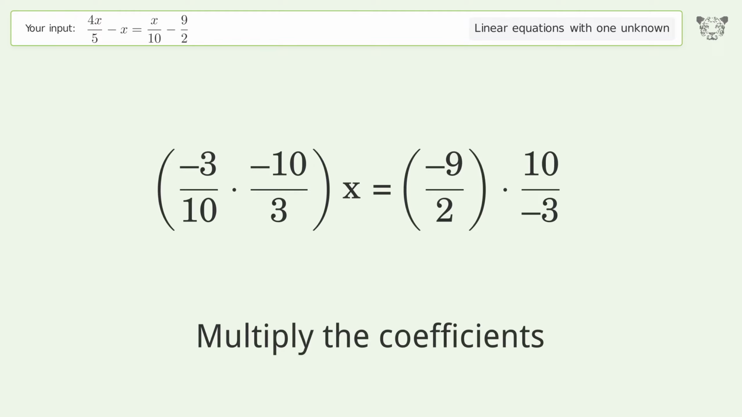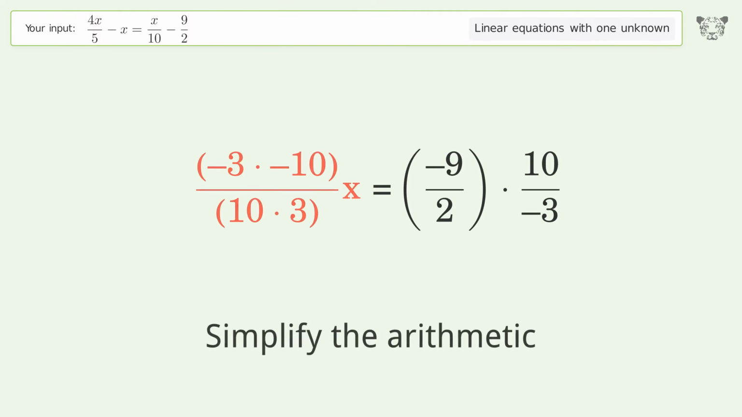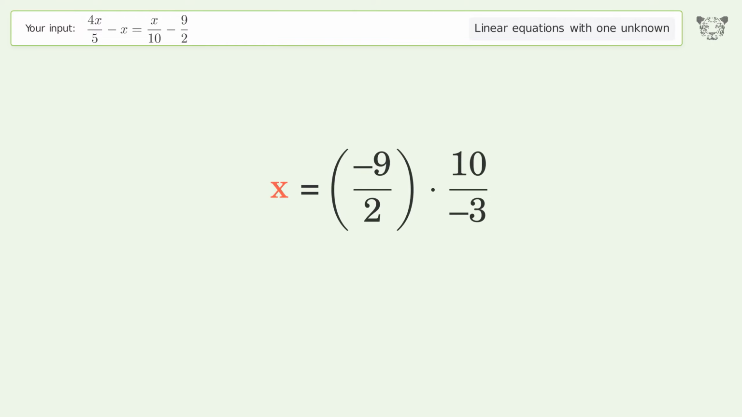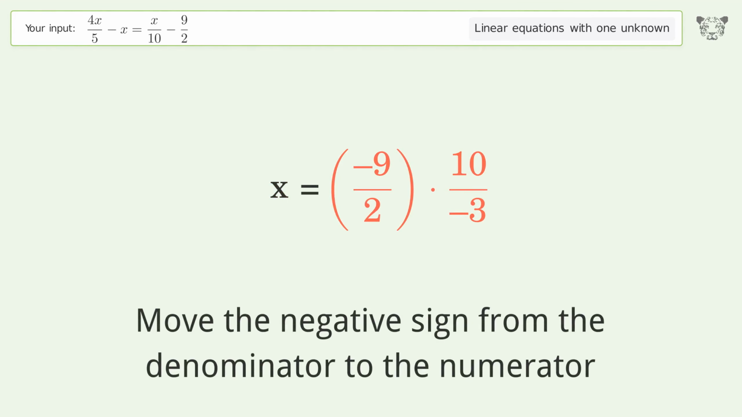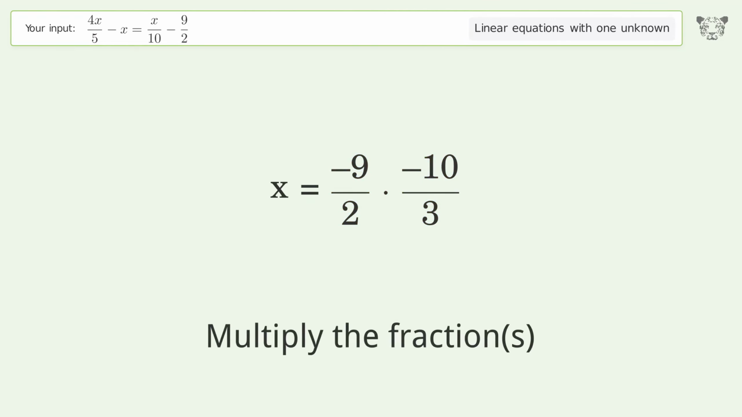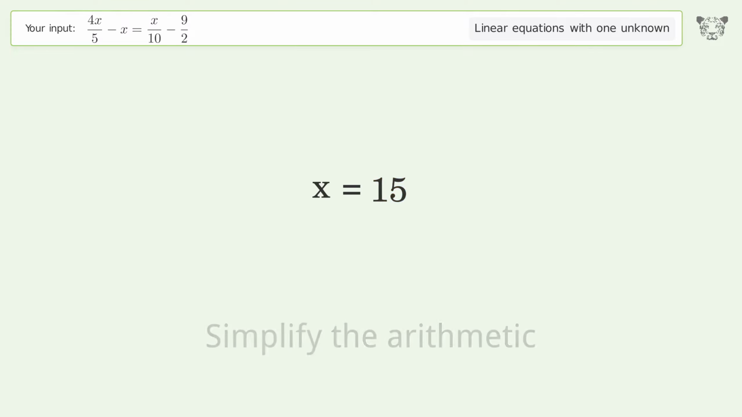Multiply the coefficients. Simplify the arithmetic. Move the negative sign from the denominator to the numerator. Multiply the fractions. Simplify the arithmetic. And so the final result is x equals 15.